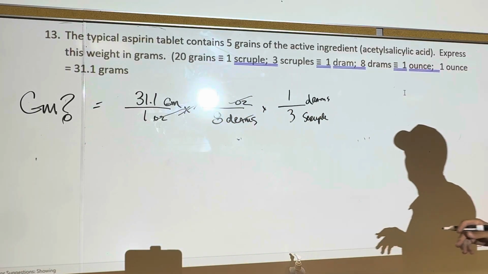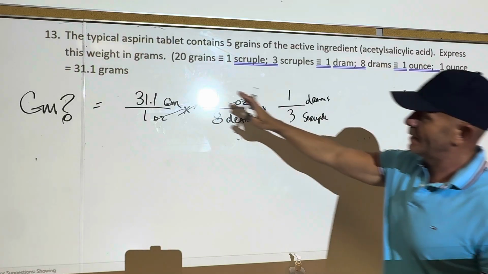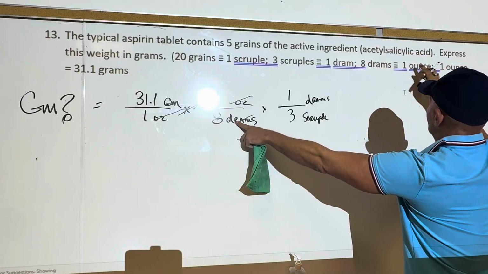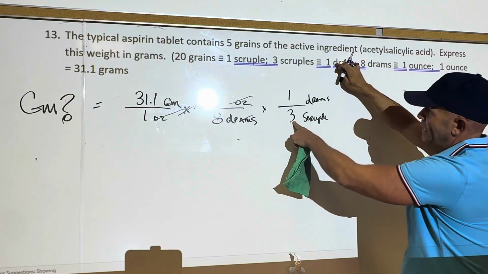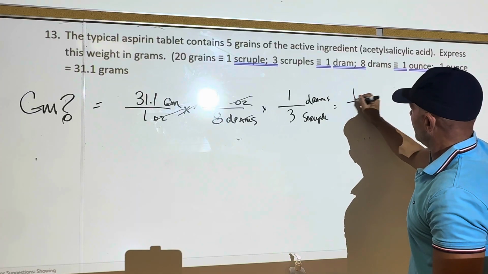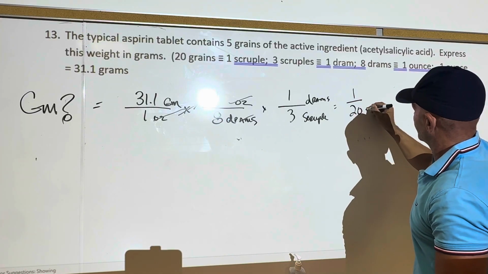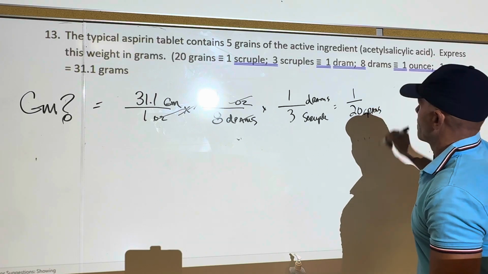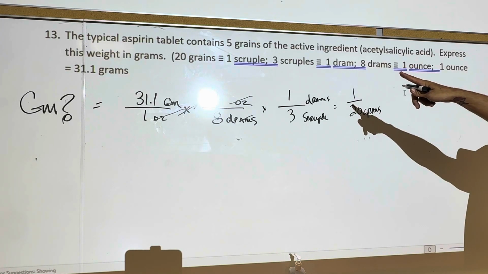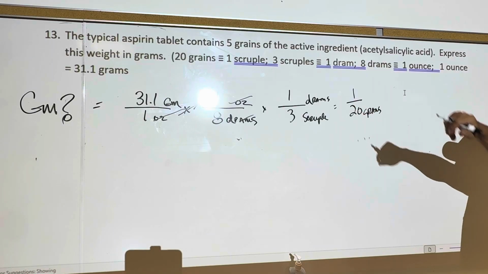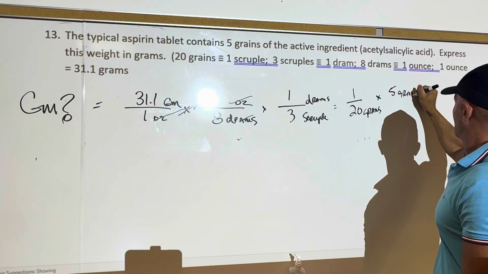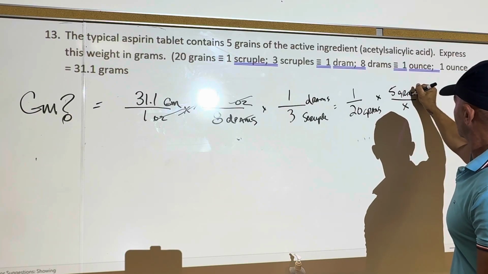Okay? As you notice, whatever they're giving us, I'm working backwards. See? 31 over 1 is there. 8 over 1 is here. 3 over 1 is here. Then 20, we're going to put 1 scruple equals 20 grains. Okay? Well, what are they looking for? 5 grains. So, 5 grains over X.